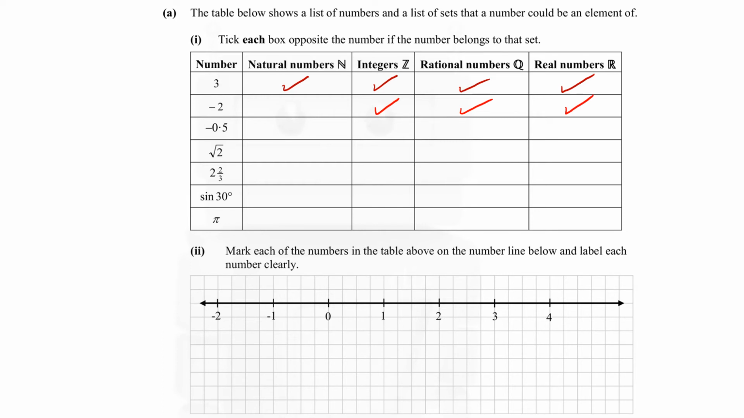Minus 0.5 is neither a natural number nor an integer. It's not a whole number, it's not a counting number. However, minus 1/2 is indeed a rational number, and it's also a real number. The square root of 2 is an irrational number, but it's a real number because it finds itself on the number line.